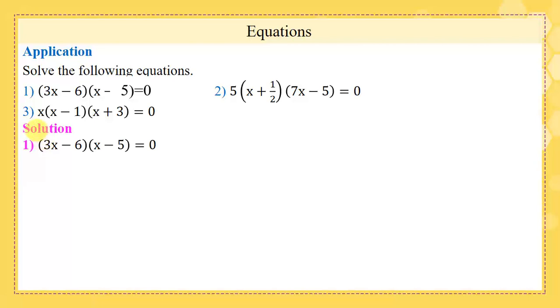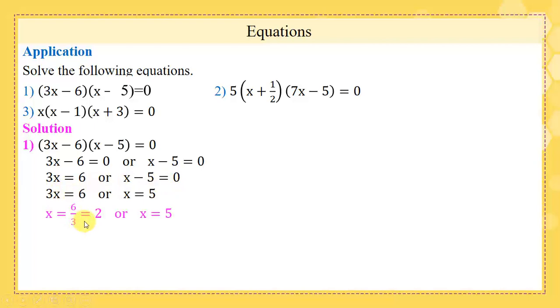Solution: in the first case, we have (3x - 6)(x - 5) = 0. We have two factors multiplied. Factor 1 is 3x - 6 and factor 2 is x - 5. Let us apply the rule of zero products. Then 3x - 6 = 0 or x - 5 = 0. After reducing, we get 3x = 6 or x - 5 = 0. So x = 6/3 = 2 or x = 5.